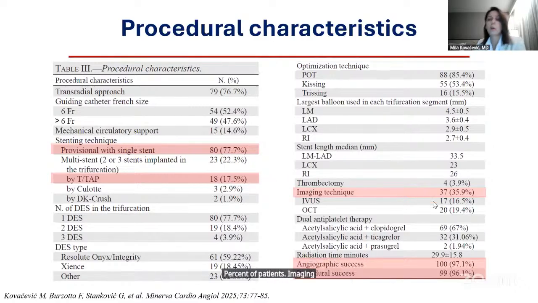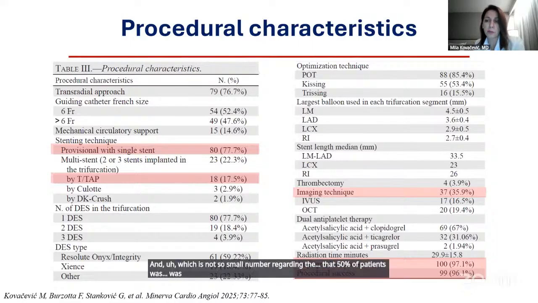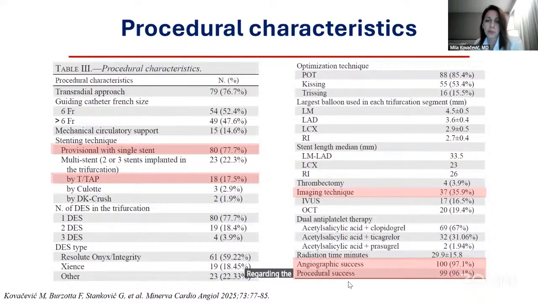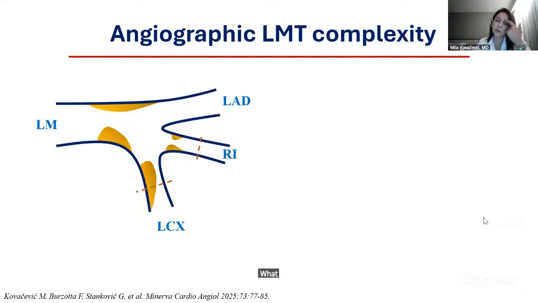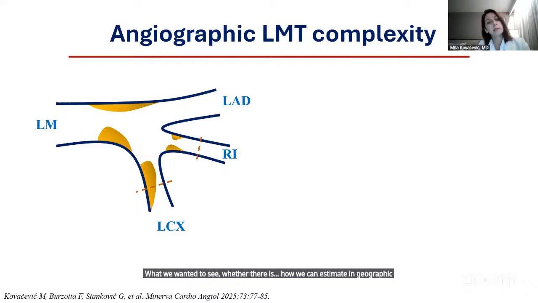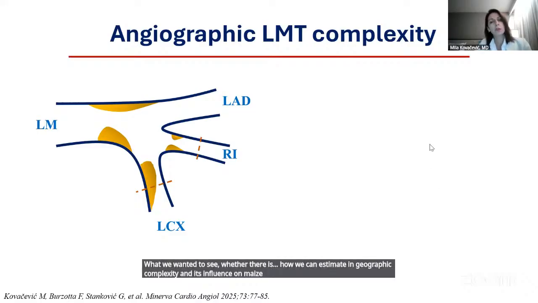Imaging technique was also used in 35% of patients, which is not such a small number, and 50% of patients had acute coronary syndrome. Regarding the angiographic and procedural success, it was pretty high. What we wanted to see was how we can estimate angiographic complexity and its influence on MACE. So we tried to create a modified Medina trifurcation score.